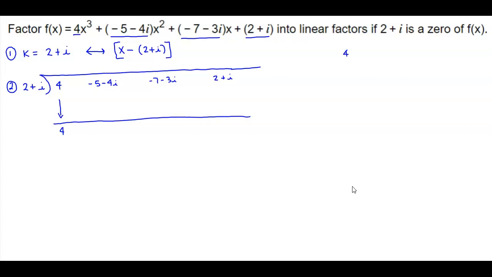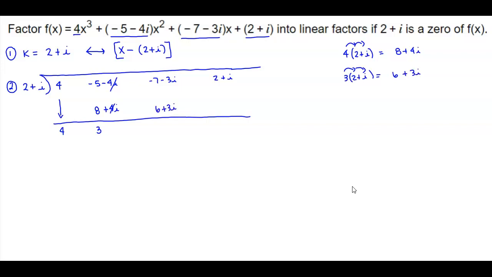So we're going to do that over here. 4 times 2 plus i, we distribute the 4 to both terms, and that gives us 4 times 2, which is 8, plus 4 times i, which is 4i. So we have 8 plus 4i. What happens here? We add negative 5 with 8, and that gives us positive 3, and this gives us 0. Now we take 3 and multiply it by 2 plus i. So 3 times 2 is 6, and 3 times i is plus 3i.